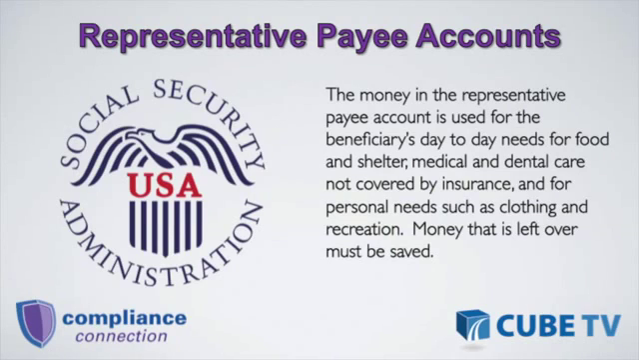The beneficiary does not have access to the money in the representative payee account. Additionally, the rep payee doesn't have any requirements to make the payments, and even if they agree, a new rep payee could be assigned at any time. Since the money in the rep payee account is used for the beneficiary's day-to-day needs for food and shelter, medical and dental care not covered by insurance, and for personal needs such as clothing and recreation, any money that is left over must be saved. So essentially, money from the SSA, or the Social Security Administration, cannot be used for consideration when underwriting the loan. If the beneficiary has other income, that can be used.